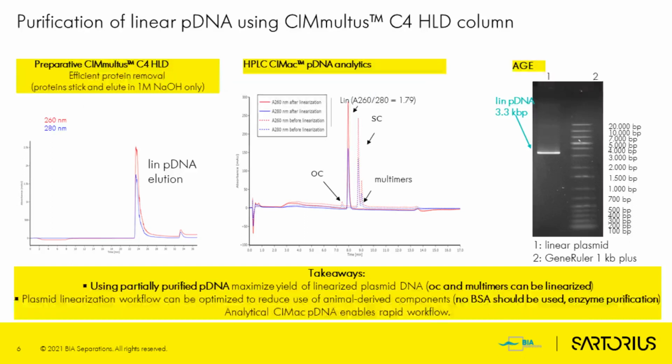So if you go to the next slide, this is basically how the preparative chromatogram looks. We load linearized plasmid DNA on the C4 column. We get quite a nice linear plasmid DNA elution peak, and the proteins would only be found in the sodium hydroxide CIP. So this column really sticks any protein-related impurity very much, so we can be sure that we don't get the proteins to the next step.